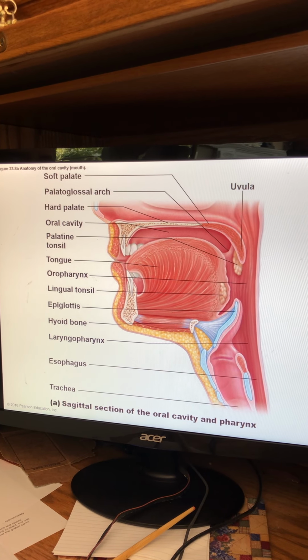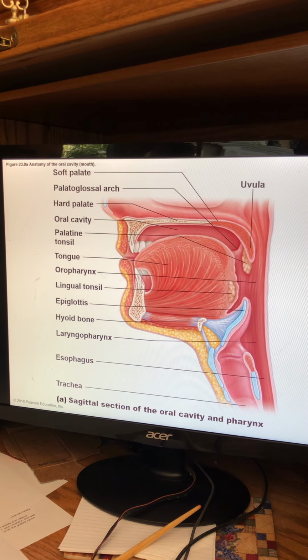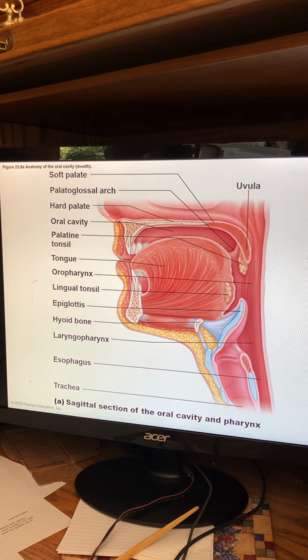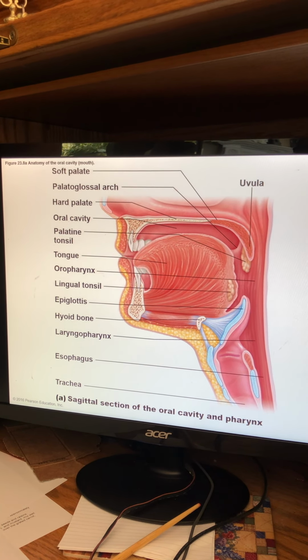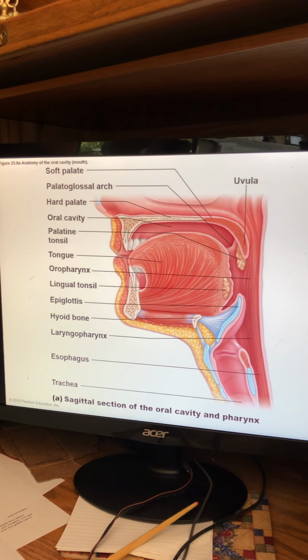You're just going to push your tongue against either the hard palate or your teeth or something like that. So it plays a major role in manipulating your food.